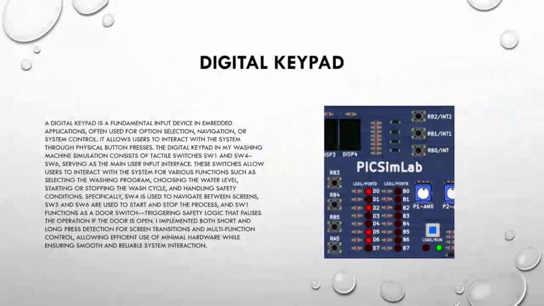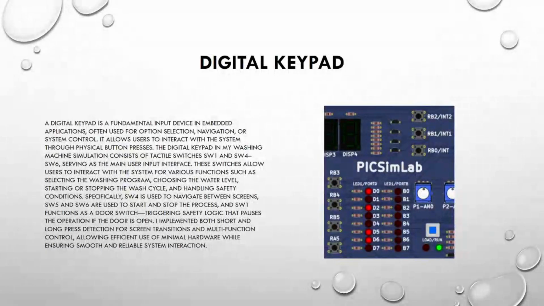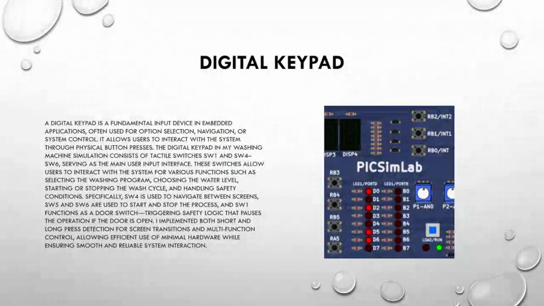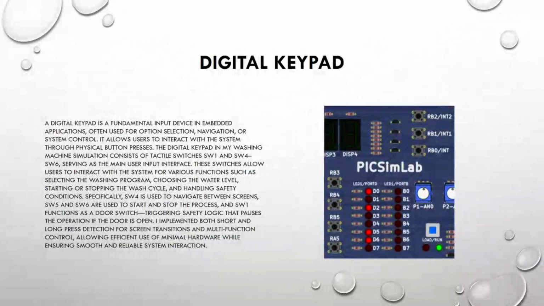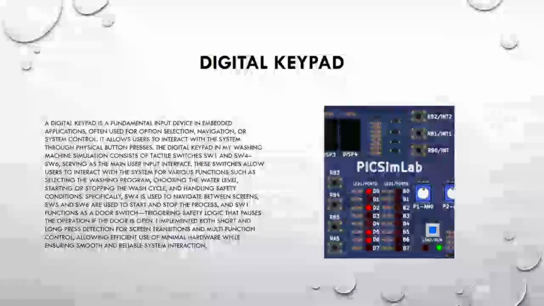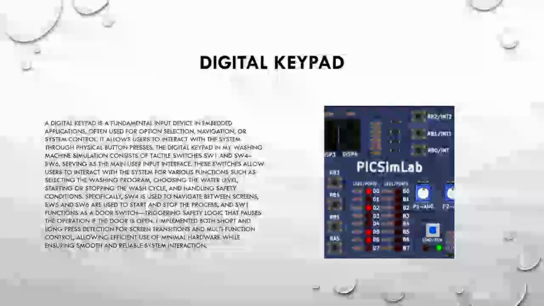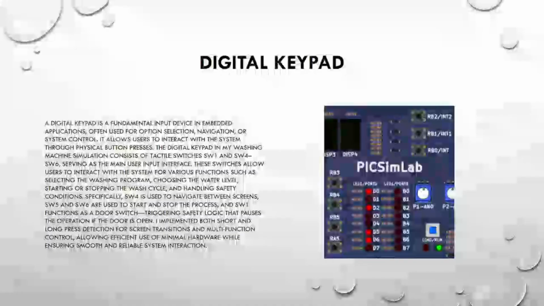And the next one is the digital keypad. A digital keypad is a fundamental input device in embedded applications, often used for option selection, navigation, or system control. It allows users to interact with the system through physical button presses. The digital keypad in my washing machine simulation consists of tactile switches, switch 1 and switch 4 to switch 6, serving as the main user input interface.